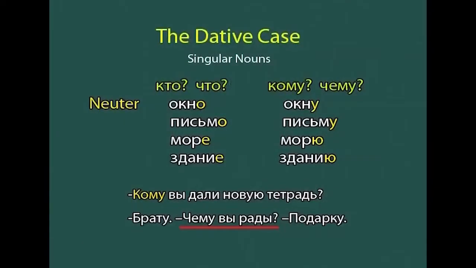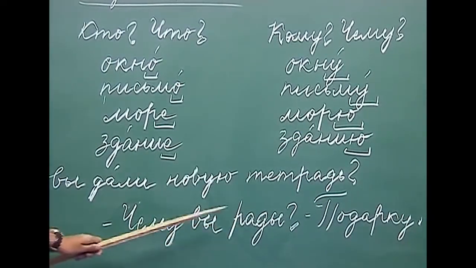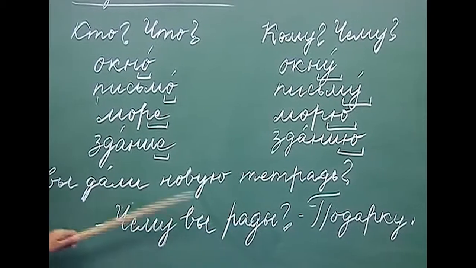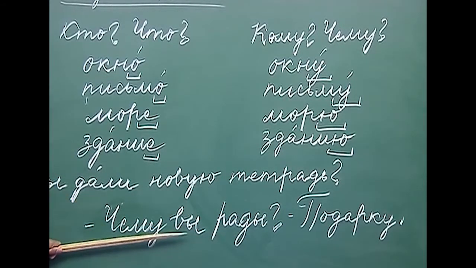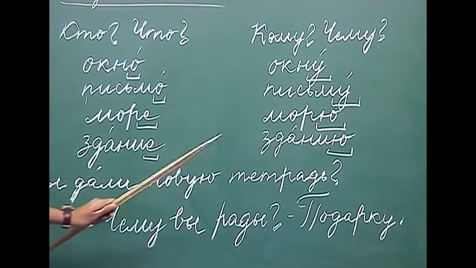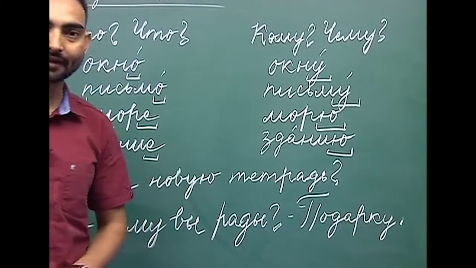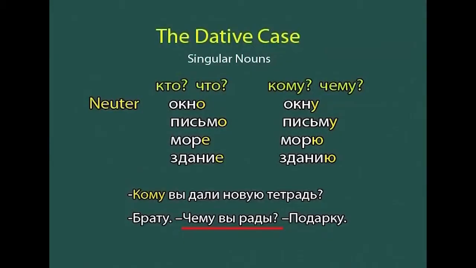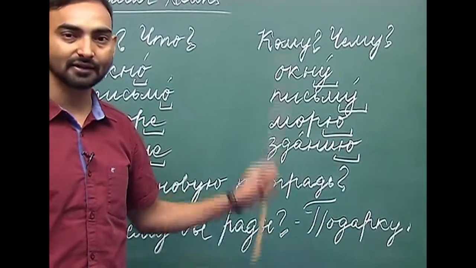The next question we have is chimu vi radi? This rad we have done in the previous lesson. Rad means to be happy. So, for what are you happy? Again, if the question is chimu, it requires an inanimate noun in the dative case. Here I have used padarku. Padarak is gift. So I am happy because of the gift. Padarak, padarku. Padarak changes to padarku in the dative case.